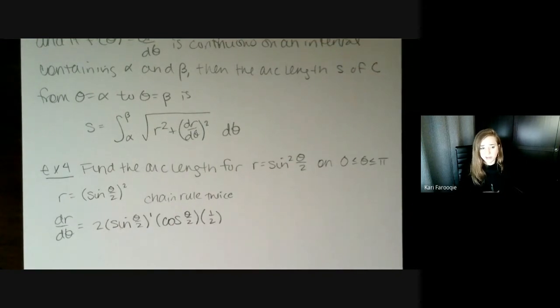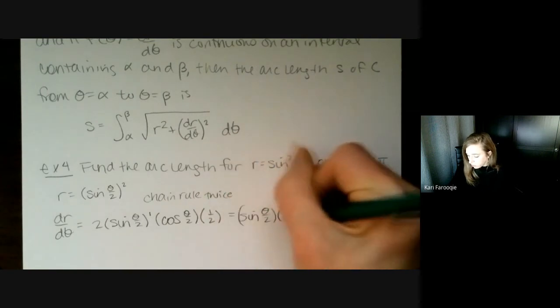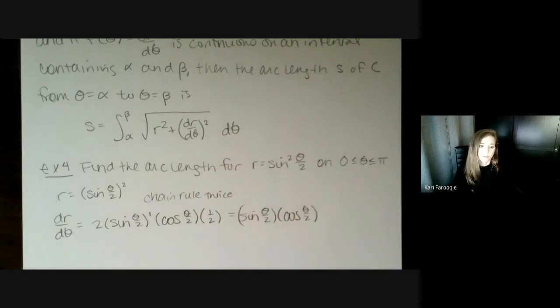I'm going to simplify this slightly. There's not a whole ton we can do to it. Before I do that, does anyone have a question about dr d theta? So the 2 and 1/2 are going to cancel. Remember, you cannot mess with what's inside your trig function. This is part of the angle. You can't cancel it with anything. You can't multiply these together. The only way you're going to be able to simplify this is just saying sine theta over 2 times cosine theta over 2.